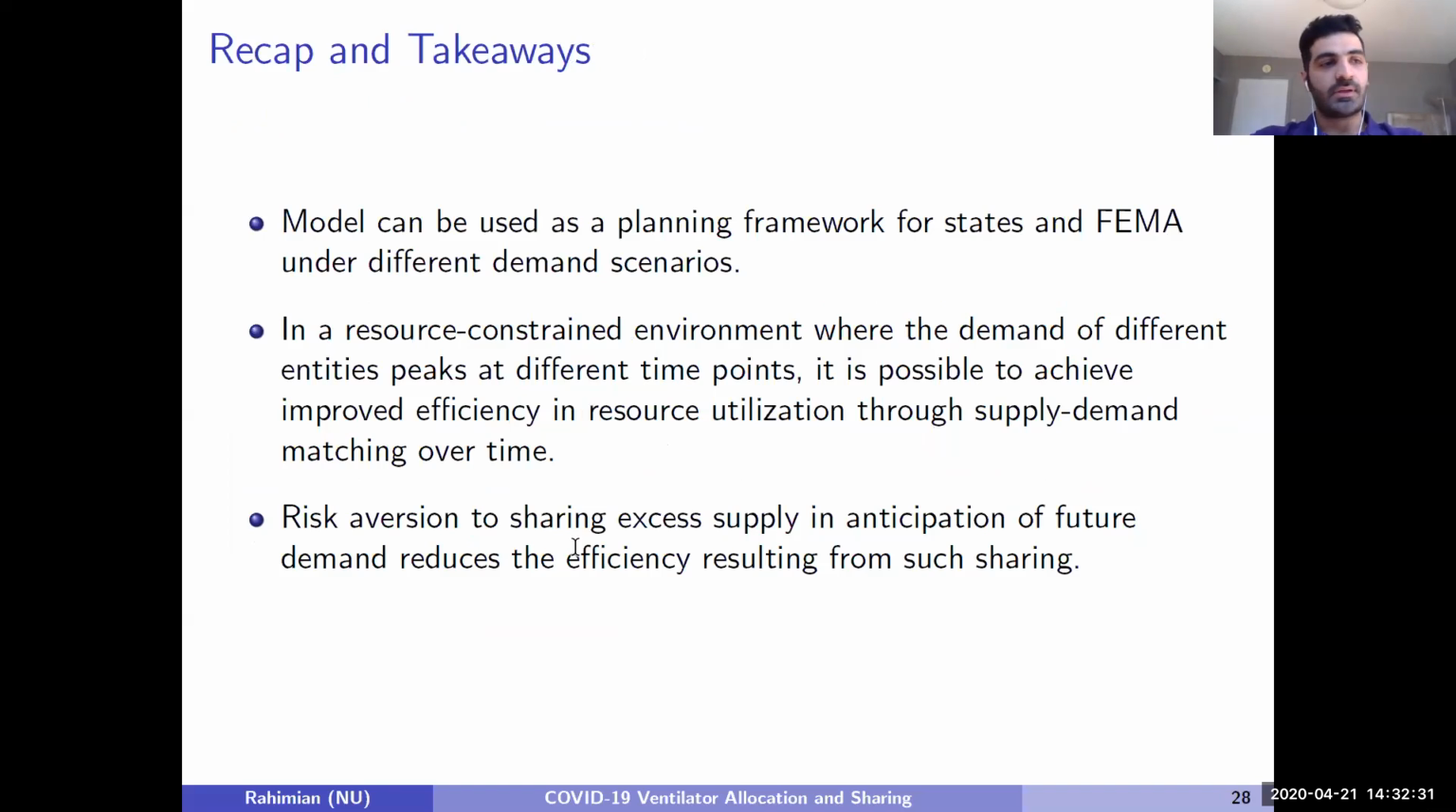So let me wrap up. What we proposed was a model that can be used as a planning framework for states and the federal agency under different demand scenarios that could capture different mitigation strategies with respect to COVID-19.